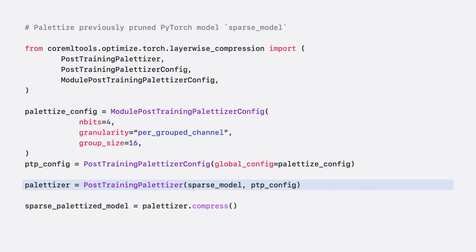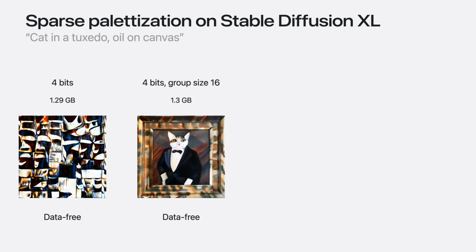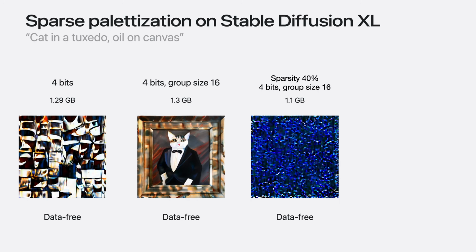You can now create your post-training palletizer object and get the sparse palletized model with palletizer.compress. This PyTorch model can also be converted into CoreML format seamlessly. After applying 40% sparsity, the Stable Diffusion model size gets further reduced to 1.1 GB.